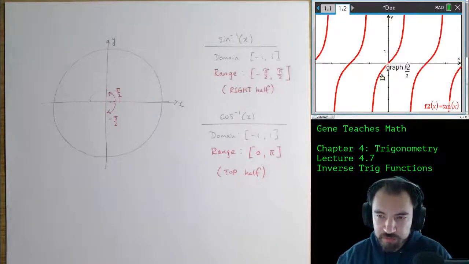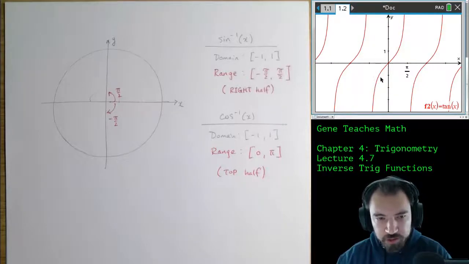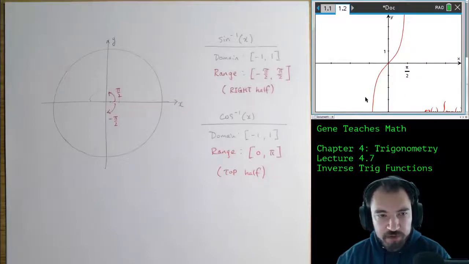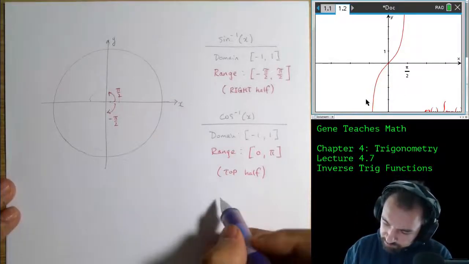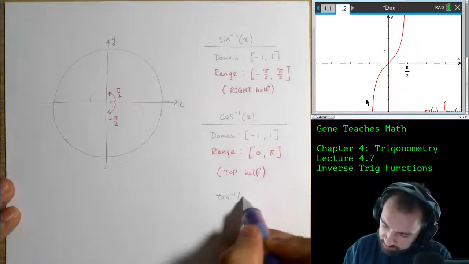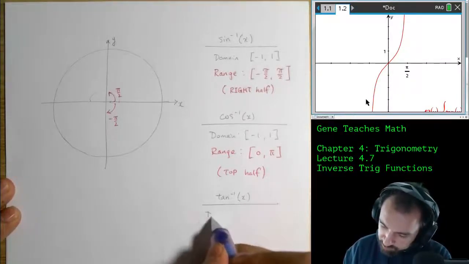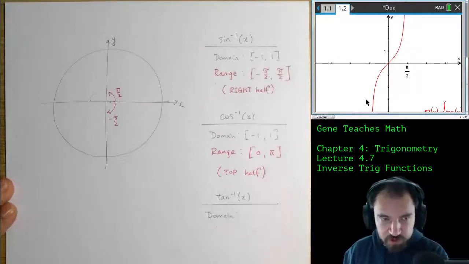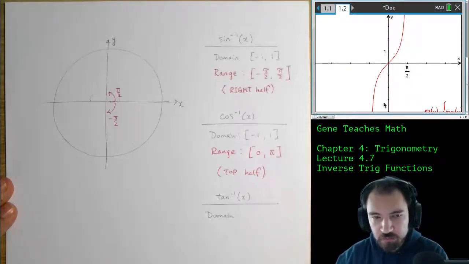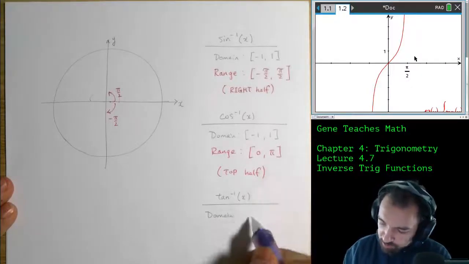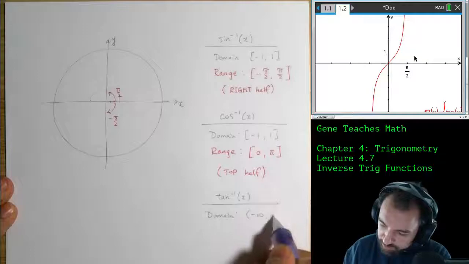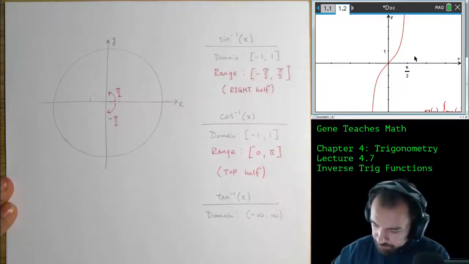So with this graph, we want to restrict it so that we have no duplicate y values. And so we've chosen from negative pi over 2 to positive pi over 2 right there. And that gives us this. So the slight difference with tangent inverse of x is when we look at the domain of the inverse function, that's going to be based on the range of the original function. The range of tangent is actually all real numbers. So the domain of tangent inverse is going to be all real numbers.